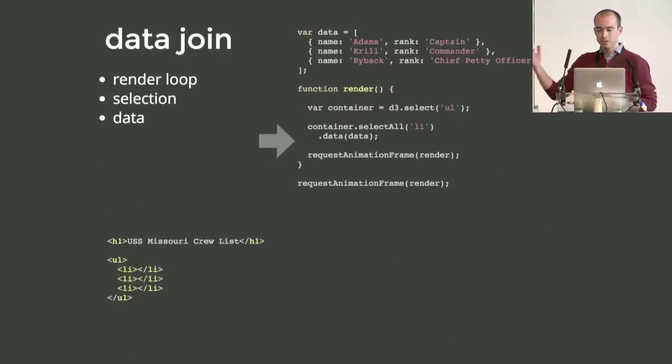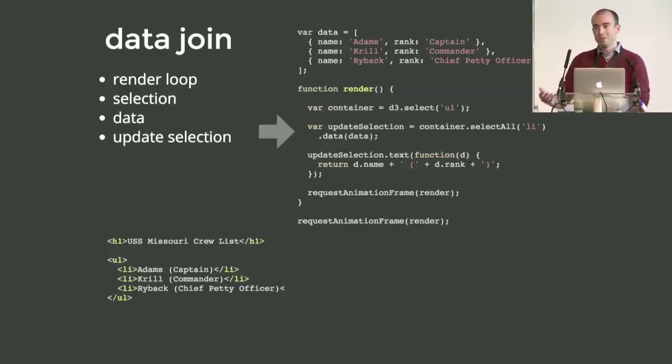We need to take those nodes and we need to munge them together with the data. So the operation that does that for us is data, and it's available when you select all. Now, what is data actually doing? Well, data is taking the first DOM node, it's taking the first data item, it's munging them together. It's taking the second DOM node, second data item, munging them together, third data item, third node, merging them together.